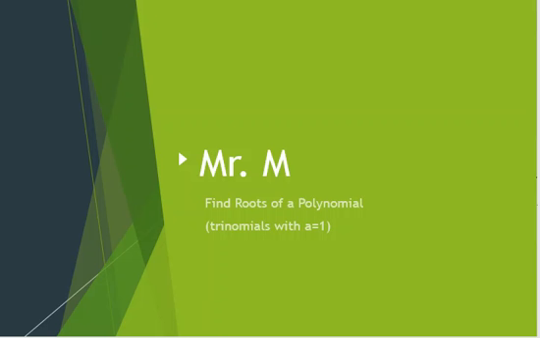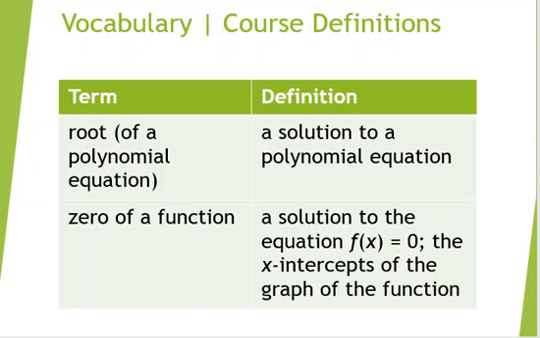Finding roots of polynomials. Still we're dealing with trinomials with a leading coefficient 1. Quick vocabulary is root, finding the roots or solutions. Finding the roots means a solution to a polynomial equation, and zeros of a function, a solution to the equation f(x) equals 0, the x-intercepts of the graph of the function.